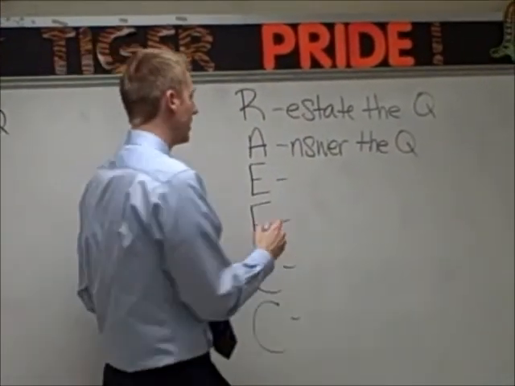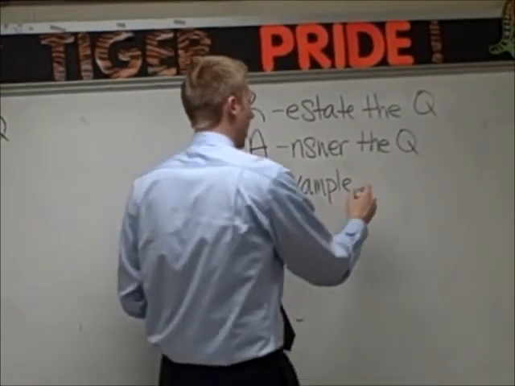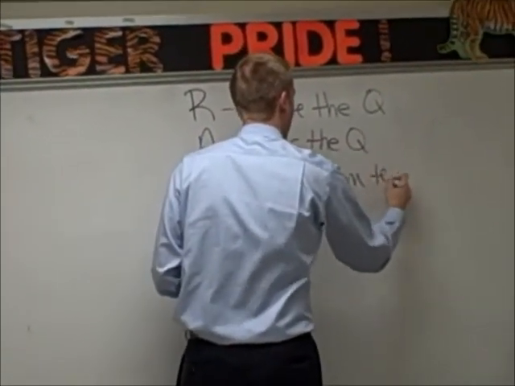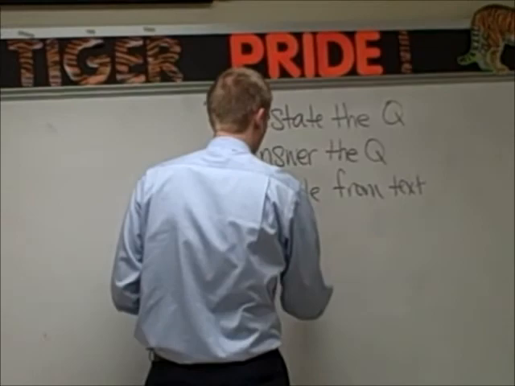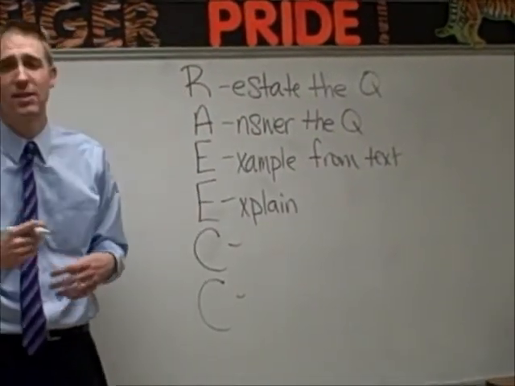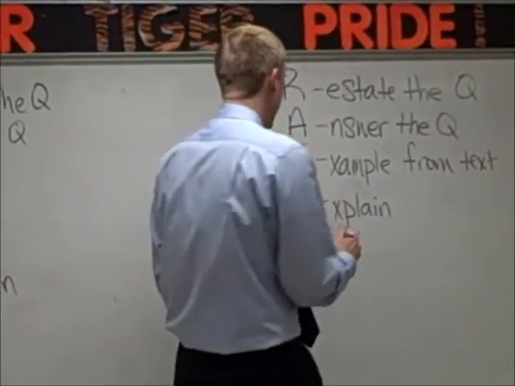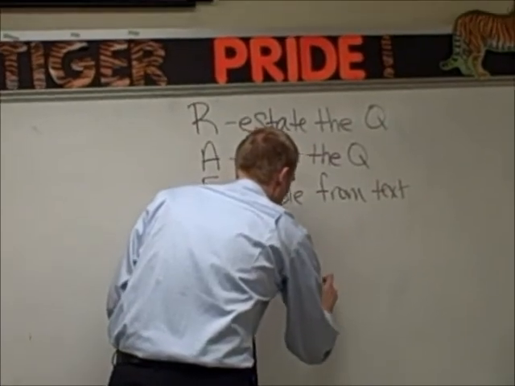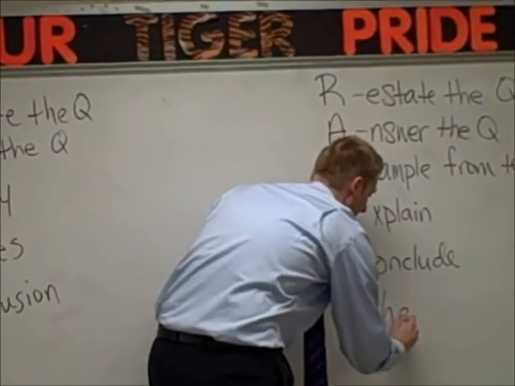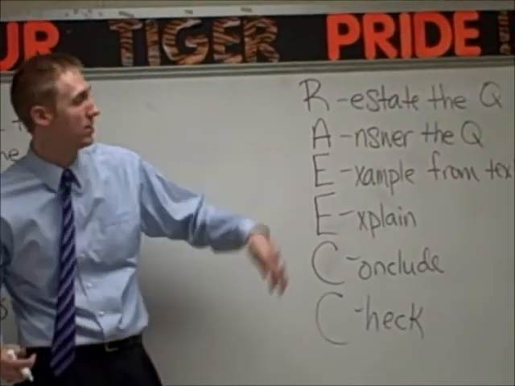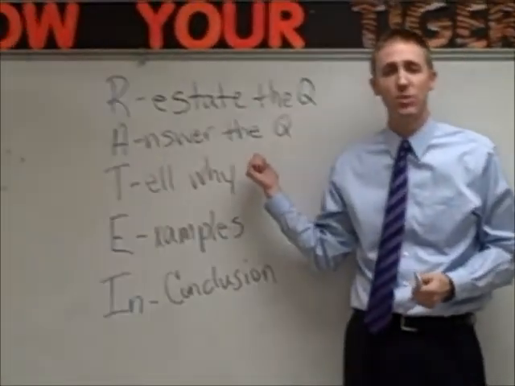RE stands for provide an example from the text. And I think that "from the text" part is extremely important. All right, example from the text. Our second E is to explain. And essentially that explain is just like what we had over here, telling why the example matched up with the answer. And then our C is to conclude our thoughts in some way. And then finally, our final C on this acronym is to check. Check and make sure. Did I restate? Did I answer? Did I get an example? Did I explain? Which is another good strategy to use with this one as well.